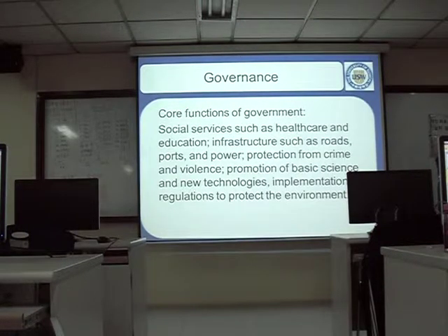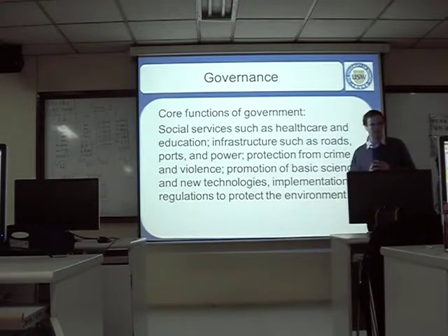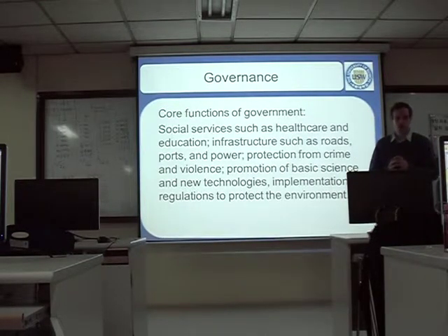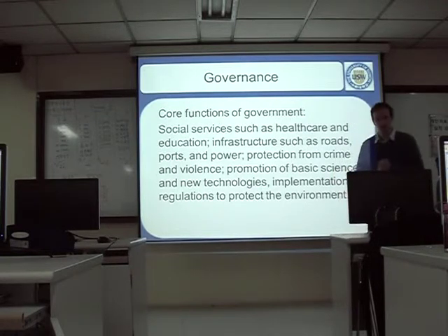So then we have governance. Do you understand the word govern? What does govern mean? What does the word govern mean? We have government, corporate governance. Here we have governance. What does to govern mean? Kind of rule something? Govern means to rule or manage or control, right?